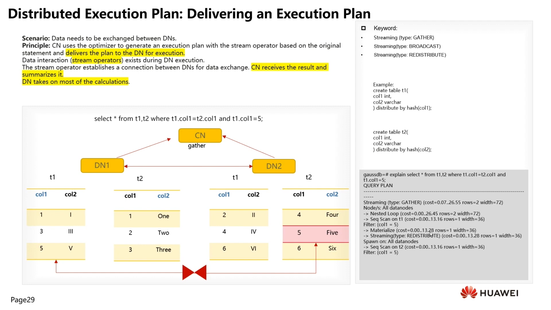In this case, the CN is still the dispatcher and collector of the SQL, and the data nodes take on most of the work, but it's less efficient than the previous case because of the network cost of transmitting the data.